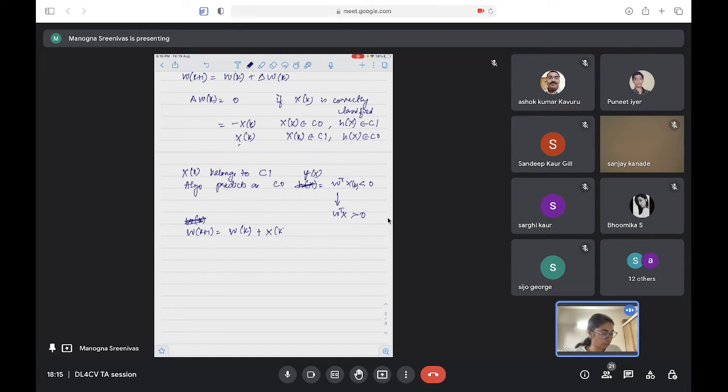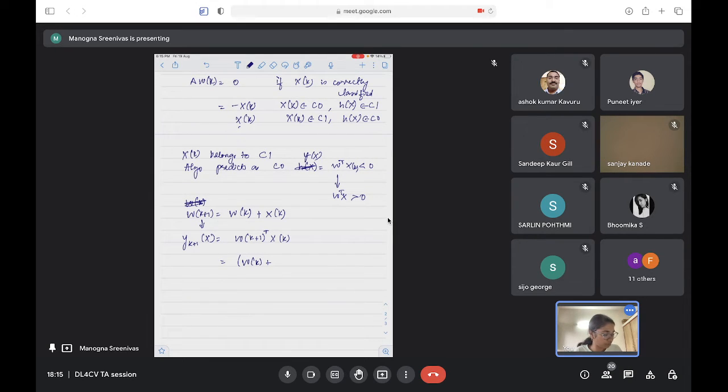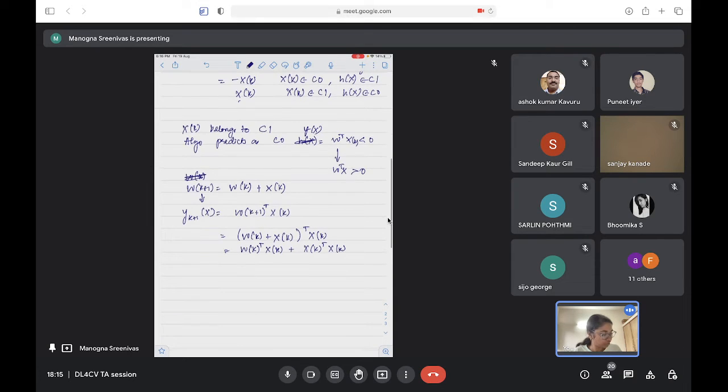In this algorithm, so plus x of k. Now if I calculate my output y at k plus 1 of x with the new weight, that is w of k plus 1 transpose x of k, right? So what is this? This is w of k, the current weight from the previous step, plus x of k transpose x of k. So this term here is always greater than or equal to 0, right?